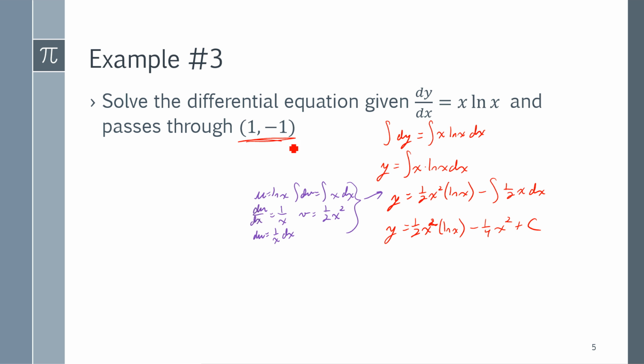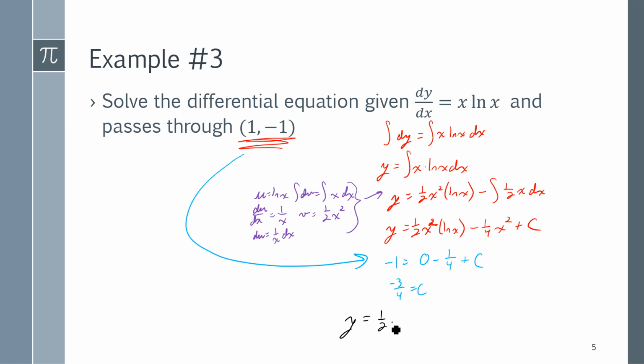But then they tell me it has to go through 1, negative 1. So negative 1 equals 1 half times 1 squared times the natural log of 1 is 0, minus 1/4 plus c. So c is negative 3/4. So that means that y is equal to 1 half x squared times the natural log of x minus 1/4 x squared minus 3/4.